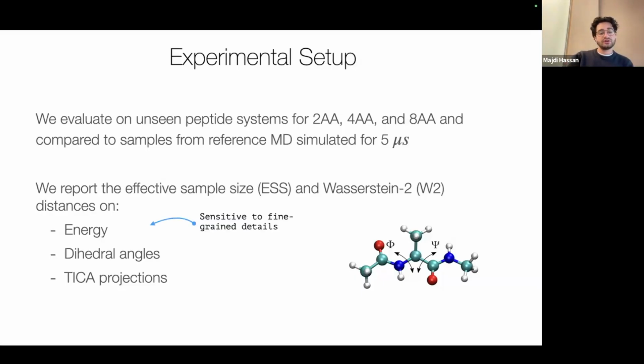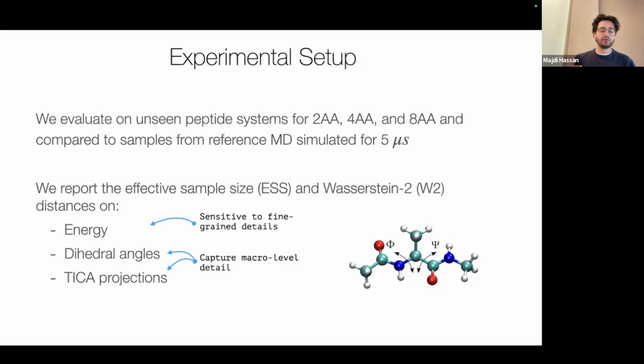So the idea is that the energy is sensitive to fine-grained details. So this promotes the model to get the fine-grained details correct, whereas the dihedral angles and TICA projections capture macro-level detail. And you can think of these metrics altogether as giving a complete picture of the performance of a generative model, right?